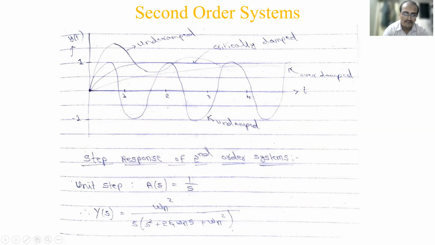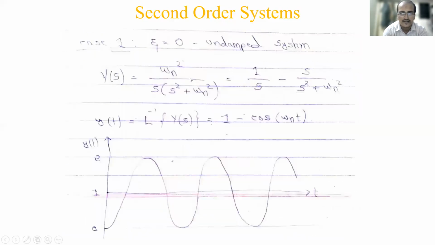Then for zeta greater than 1, it will be complex, so that's why it is done in a different manner. You need not worry about that equation. Only bother about the zeta values 0 to 1 and equal to 1. Even 0 you will understand. See here, for 0 nothing else is there, so s square plus omega n square will come. You split it by the partial fraction method and apply the inverse transform, and you will get 1 minus cos omega n t. This waveform you will get.